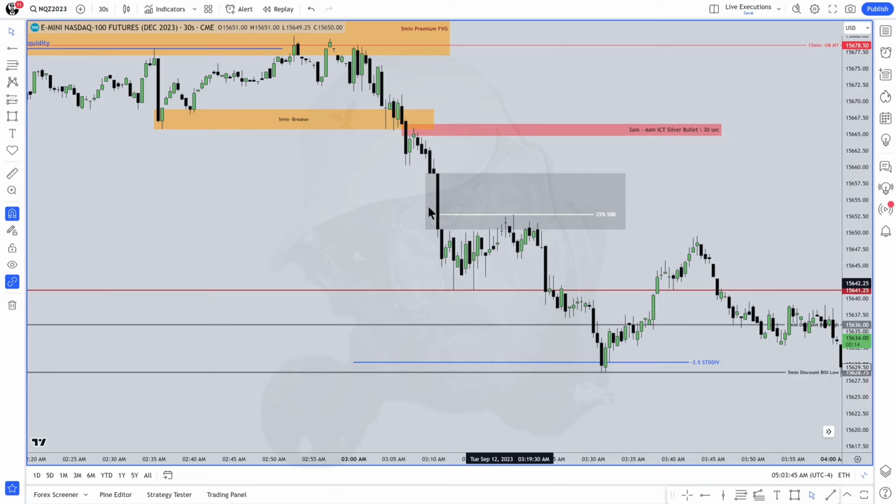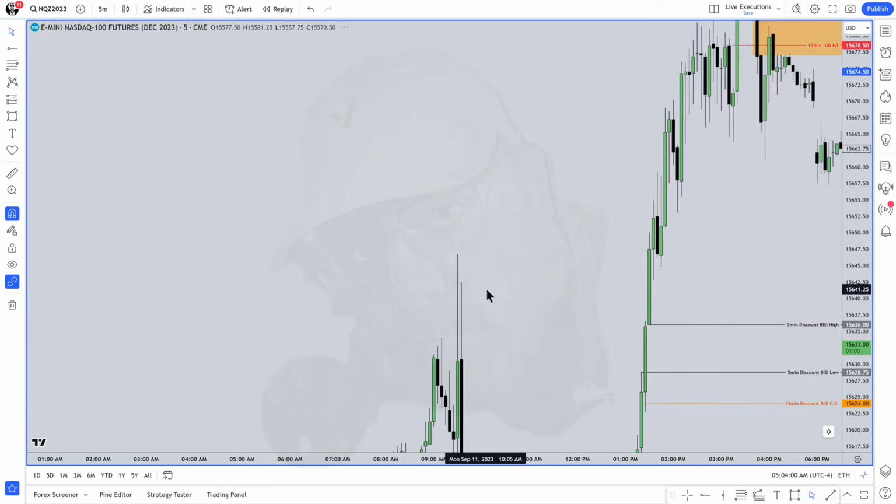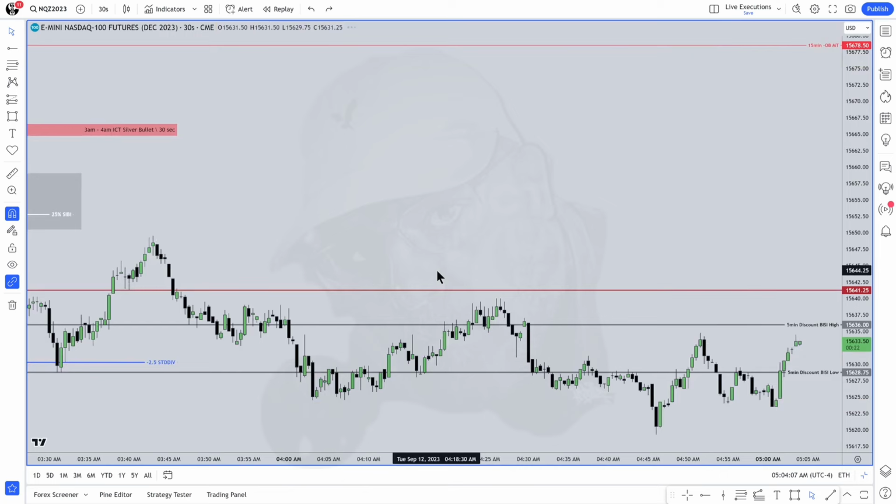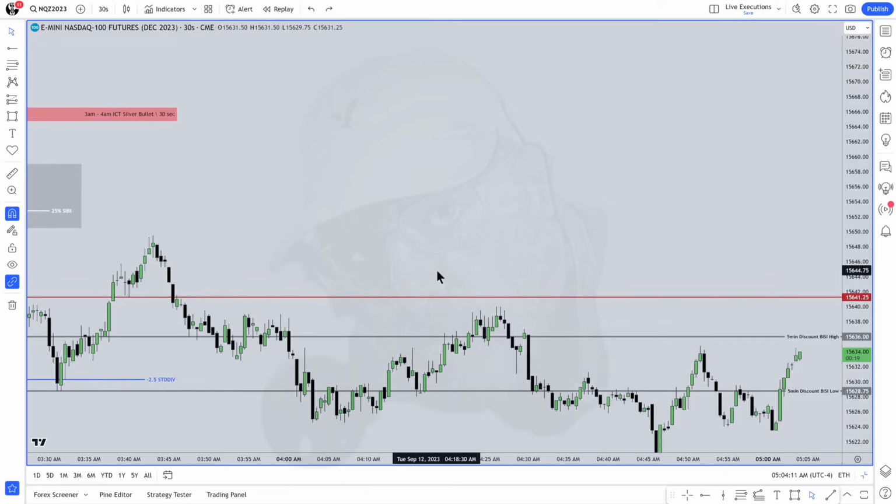But if we're looking for an entry here for the silver bullet, and we're looking for it to trade down into sell side, this red level here is the sell side liquidity pool below the relative equal lows on this level here. That's this red level here. So if we go back into the 30-second chart, and we're trading in this level here, inside the silver bullet, right there.